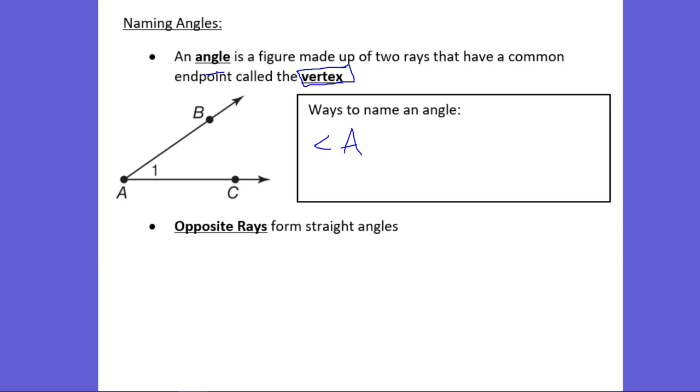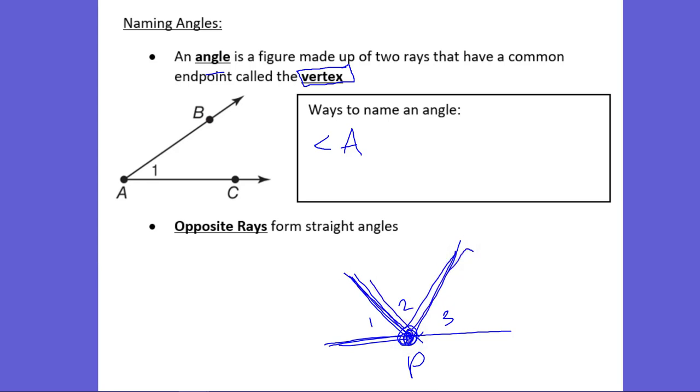Other times we might give you a picture that's a little bit more complicated, and so there might be several angles that have the same vertex. So for example, something like this. These three angles all have the same vertex. This is angle 1, and this point, we'll call it P. P is its vertex. This is angle 2, and this vertex is also P. And this is angle 3, and its vertex is also P. Those are three unique angles. They all have the same vertex, P. So if I just say, tell me what angle P is, you're gonna be like, which one? There's like a whole bunch of angles that have a vertex of P.